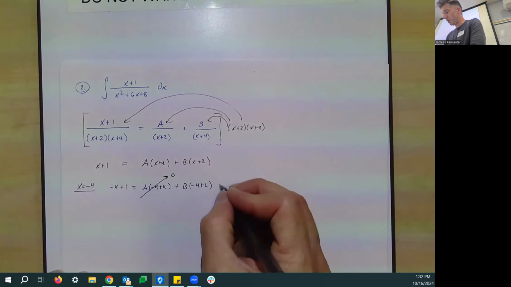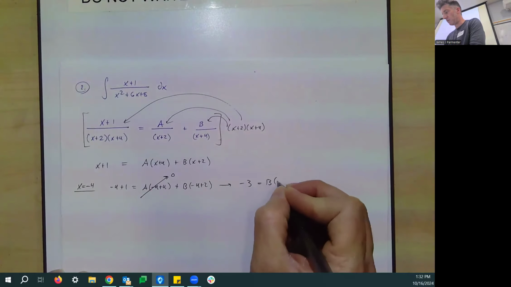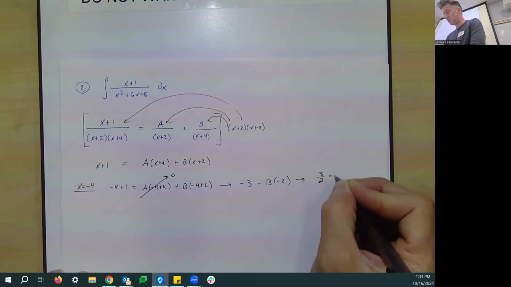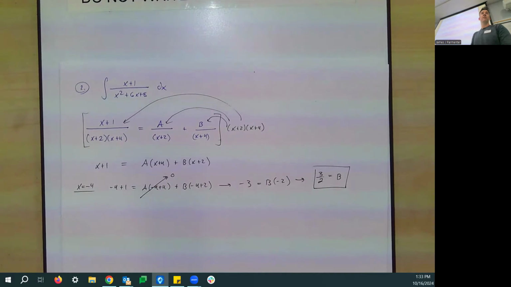So then look at my equation. On the left, I have -3. On the right, I have b times -2. And dividing both sides by -2, I get 3/2 equals b. I want you all to find a by picking a similar convenient value. Not -4, but instead the thing that makes the multiple of b equal to 0.